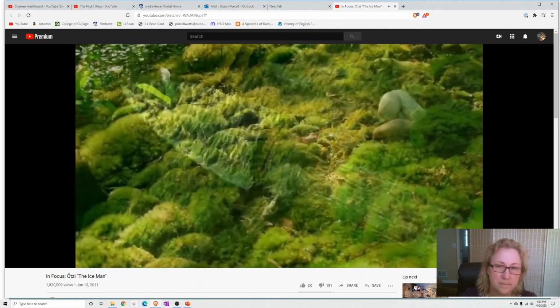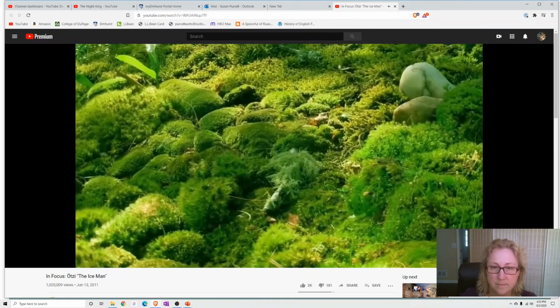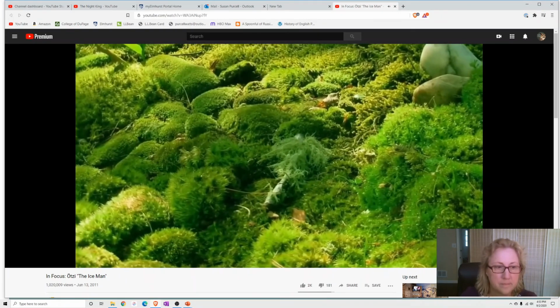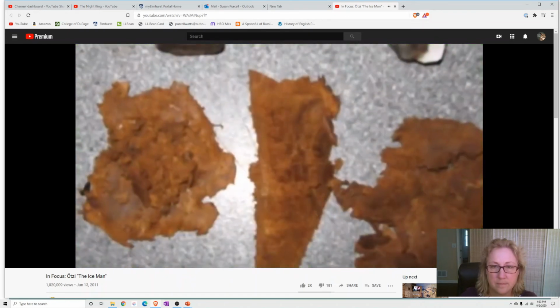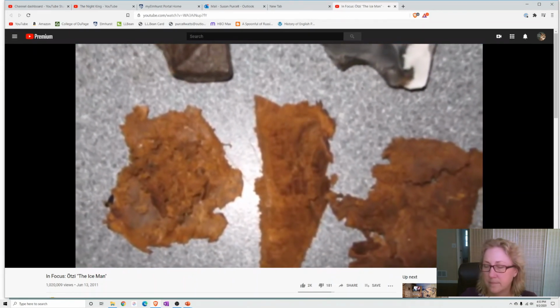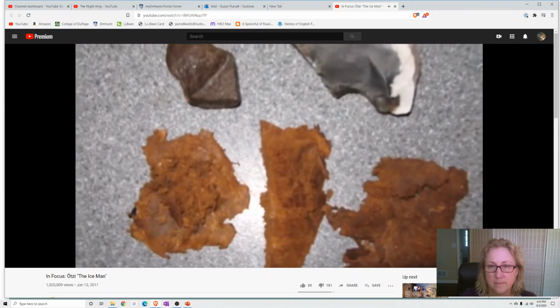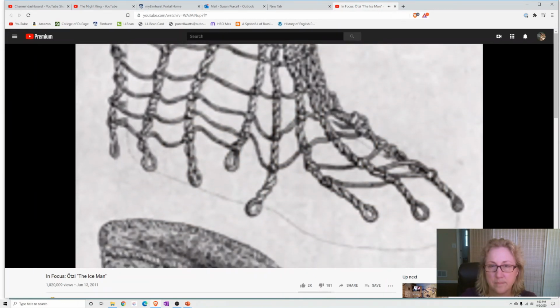The knife had residue on it from cutting moss, which he had with him, probably to use as toilet paper, but also for cutting the tinder that he needed to start fires in such a high altitude. In addition to these, his clothes were extremely well preserved.